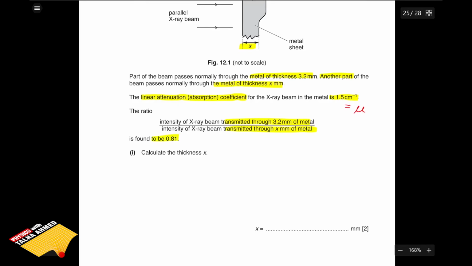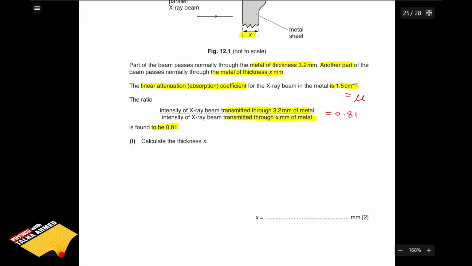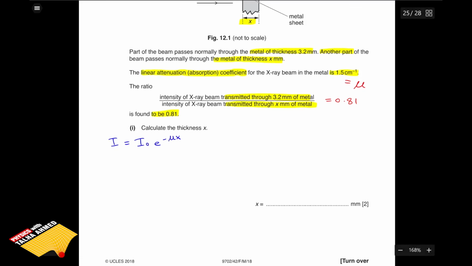Whenever you use the formula for attenuation of X-rays or ultrasound, it's very important to remember that the units for mu, which is the coefficient, and the units for the thickness, which is x, must be consistent with each other. Now they've given you the ratio of the intensity of X-rays that pass through the 3.2 mm thickness and then pass through the other unknown thickness as well. That ratio is 0.81. So by applying the formula in the numerator as well as the denominator, we can make that ratio using the equation for the attenuation.